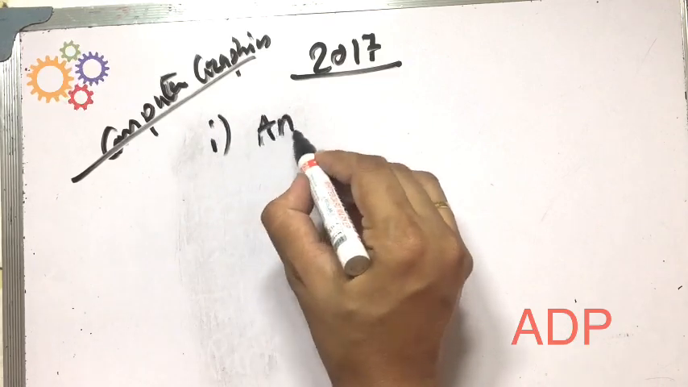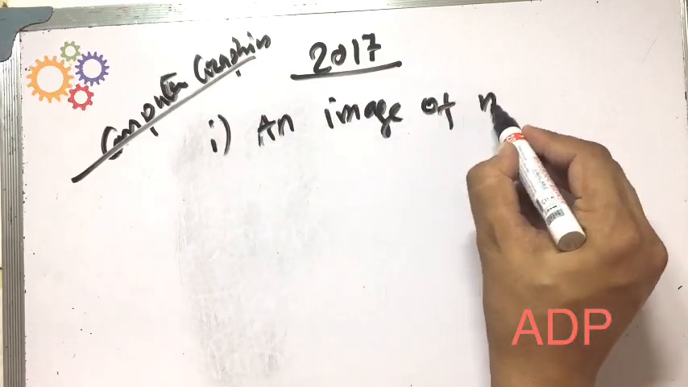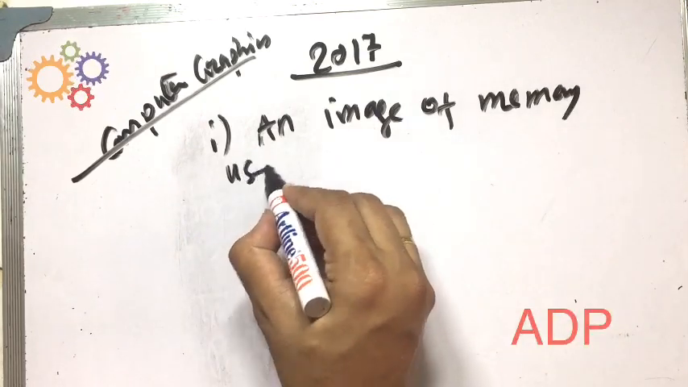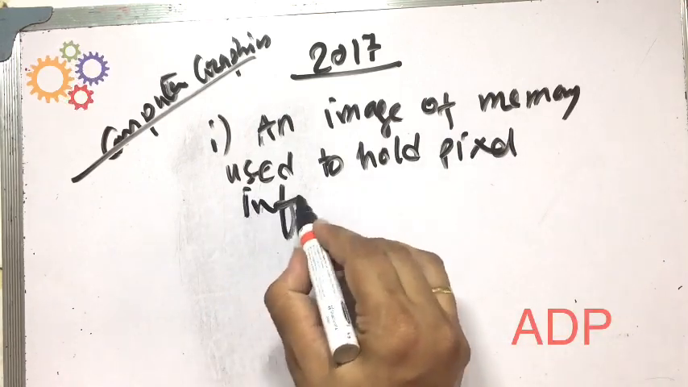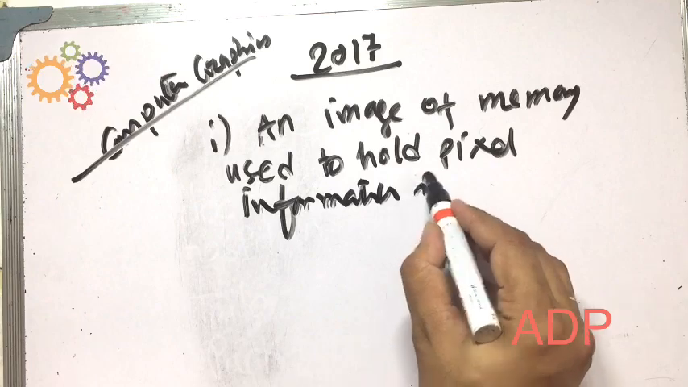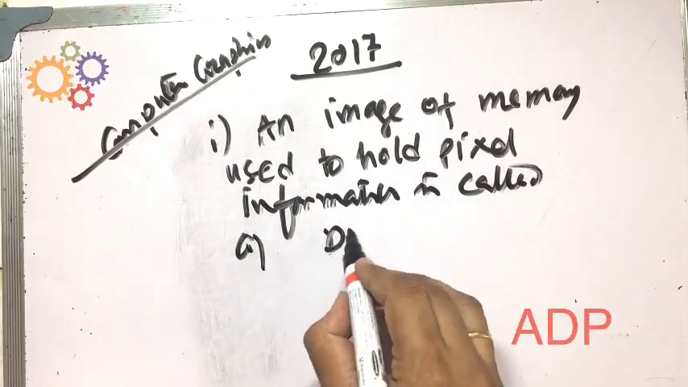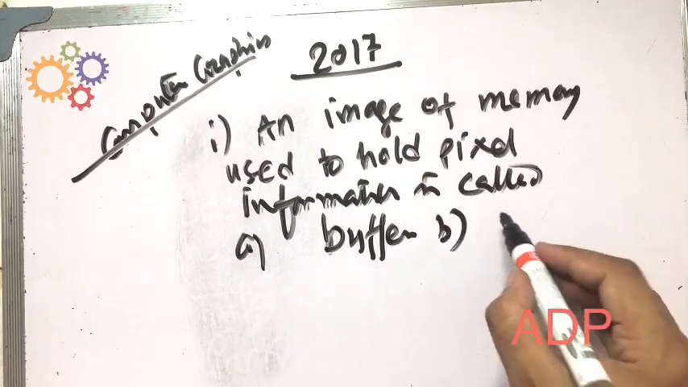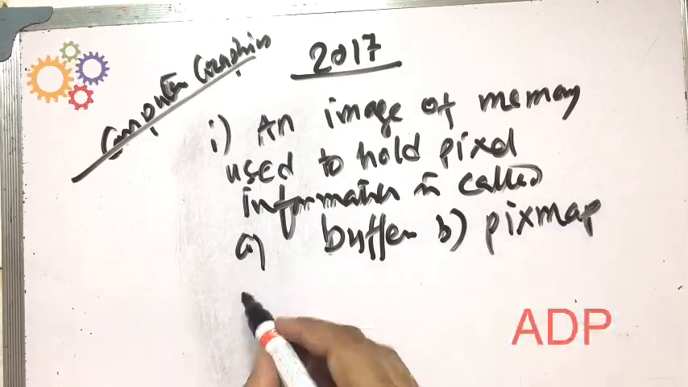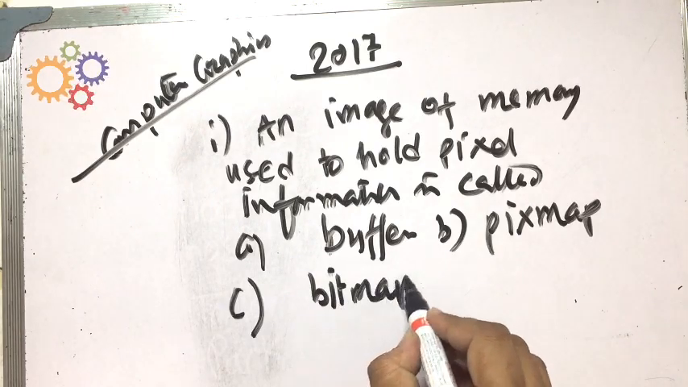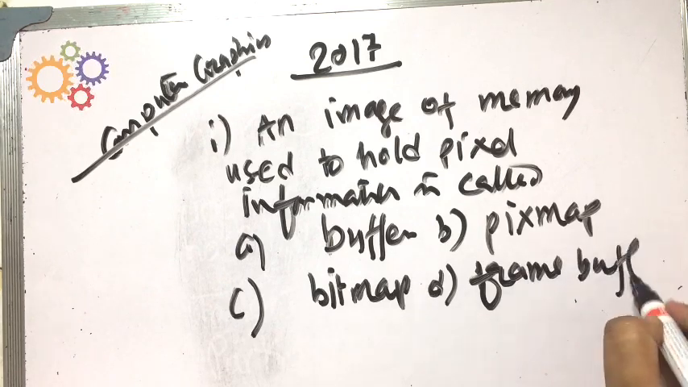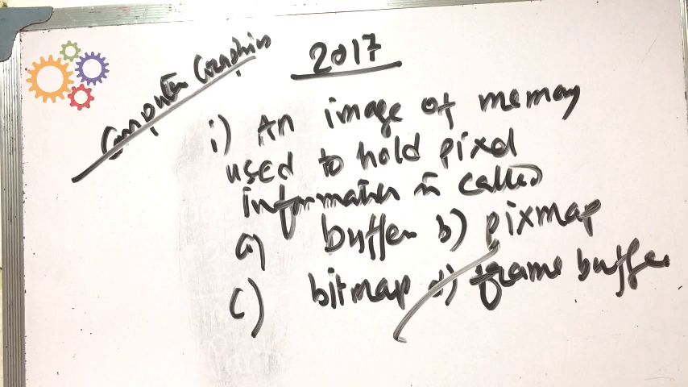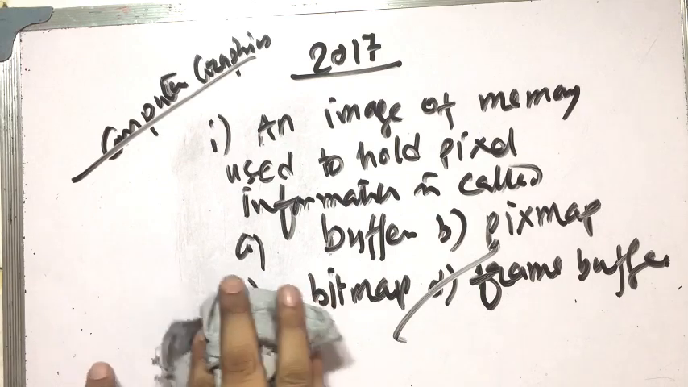Question number 1. An area of memory used to hold pixel information is called: option A buffer, option B pixmap, option C bitmap, option D frame buffer. The correct answer is frame buffer. It is used to hold the pixel information of an image. The answer is frame buffer, option D.